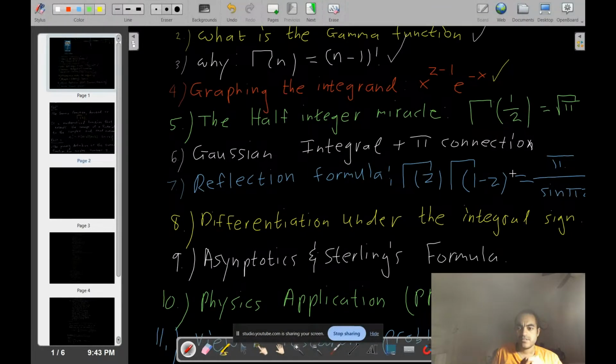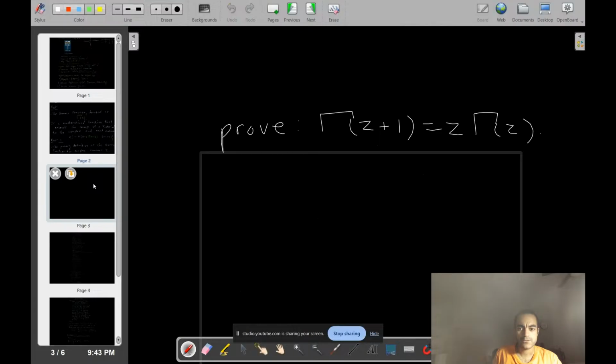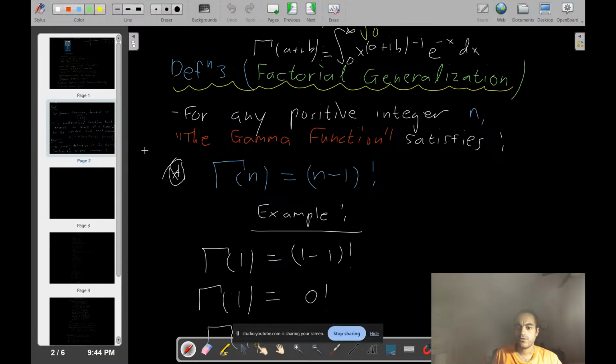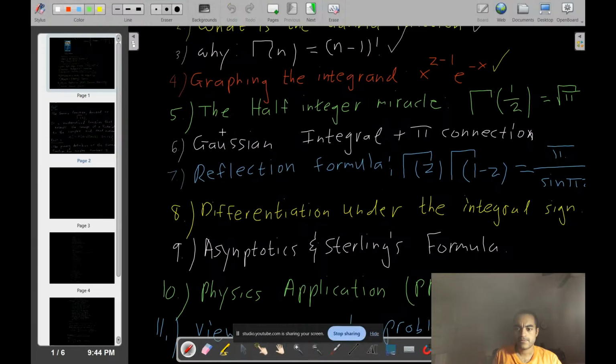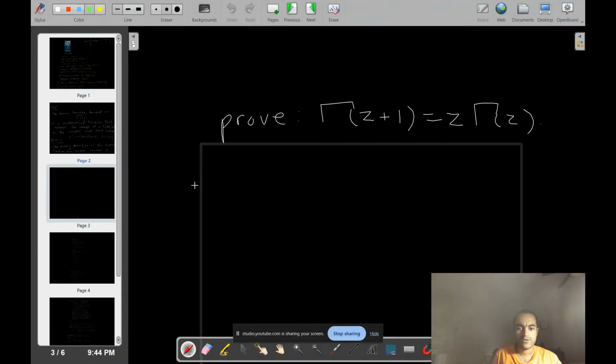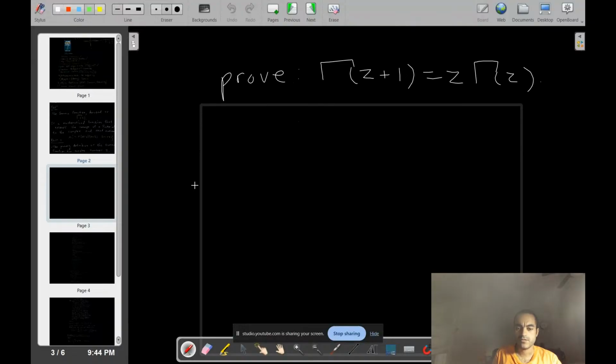This is the Gaussian integral and pi connection. I think we're going to talk about that. Or, you know what? I was thinking we may do a verification of something here. Yeah, I'm going to do a verification. We may want to prove why gamma of z plus 1 is equal to z gamma of z. Yeah, let's do that.